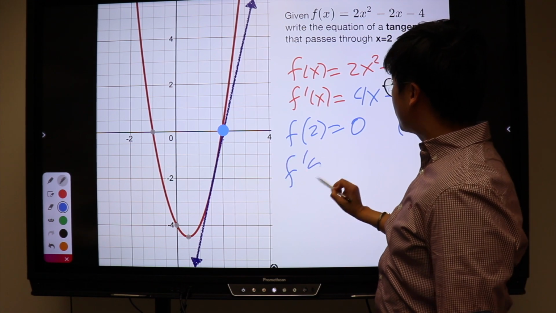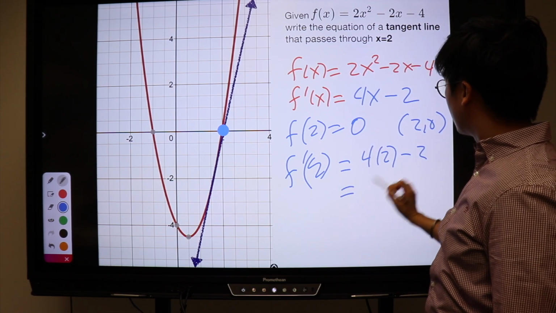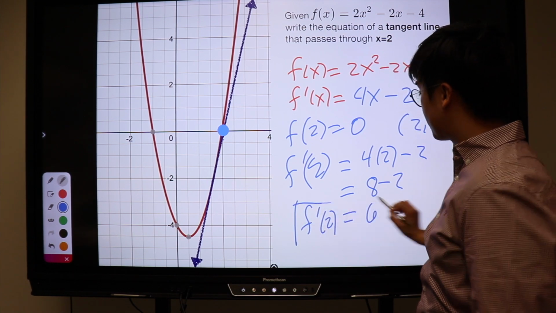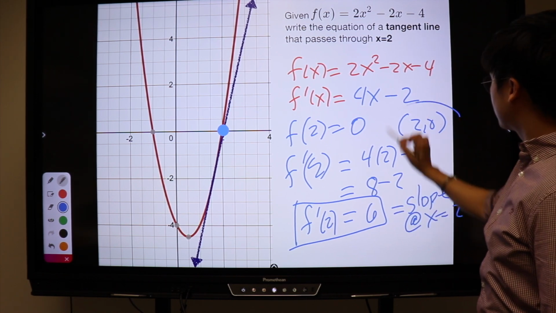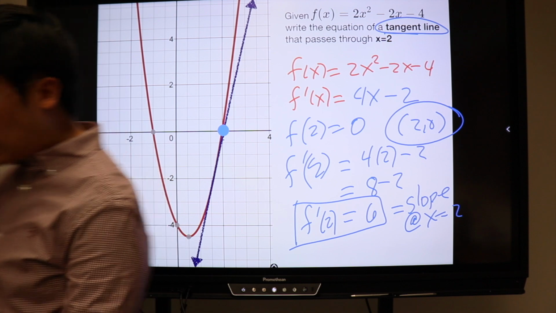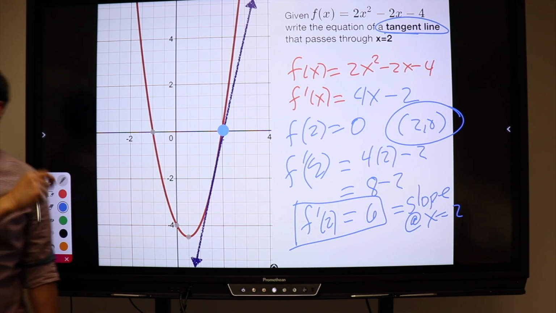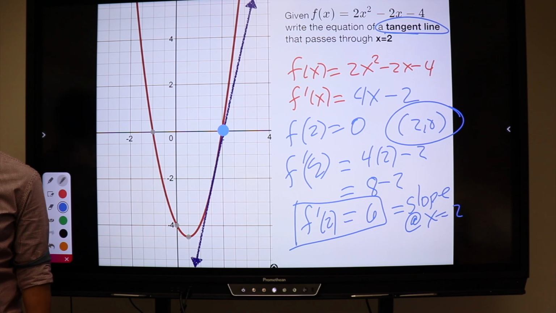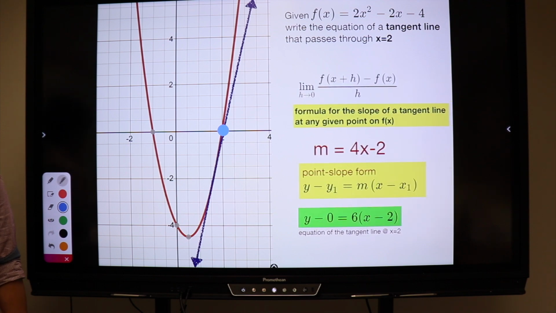And now f prime of 2 is equal to the slope at x equal to 2 and your point. And now you can write the equation of the tangent line easily. So that is the reason why you're finding the derivative of a function. Now, this is not the only reason why you're finding the derivative of a function. This is one of the many reasons why you need the derivative. So, do you understand now why we're working on the derivative function?